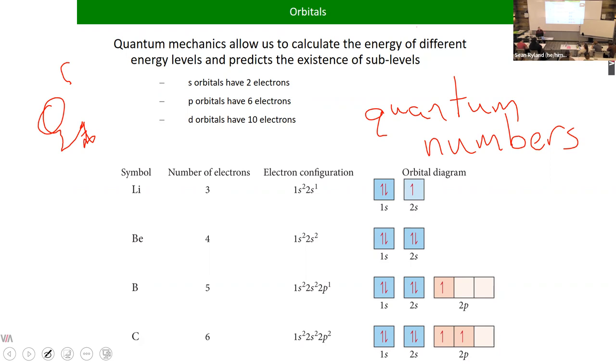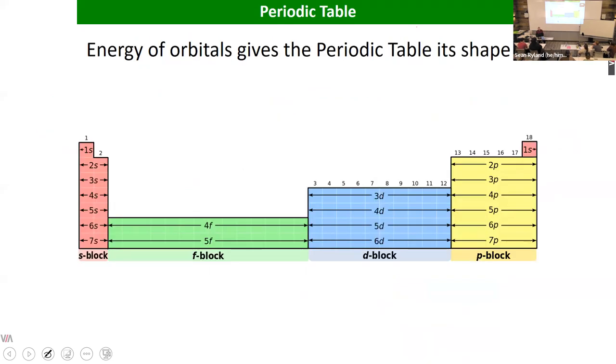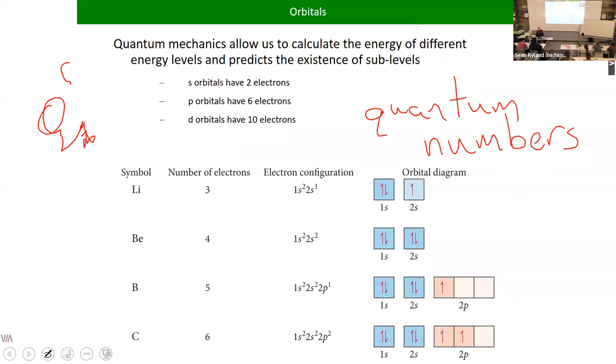Right? And so you can write all of this stuff down, but at the same time, it's all on the periodic table as well. Because we can think of the periodic table as being broken up into blocks based on what type of orbital is being filled when you have that number of electrons.